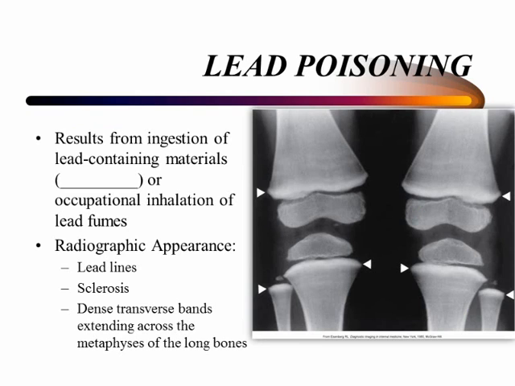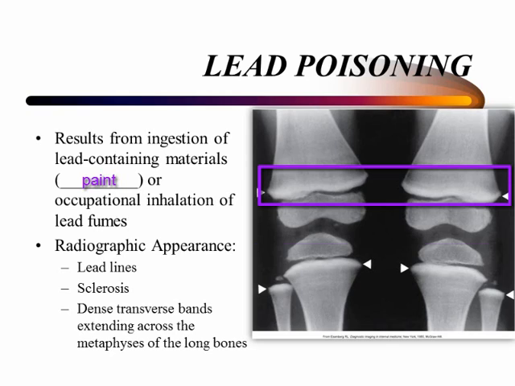Lead poisoning results from ingestion of lead-containing materials, especially paint, or from the occupational inhalation of lead fumes. In children, because lead and calcium are used interchangeably by bone, high concentrations of lead are deposited in the most rapidly growing portions of the skeleton, especially the metaphyses at the distal ends of the femur.